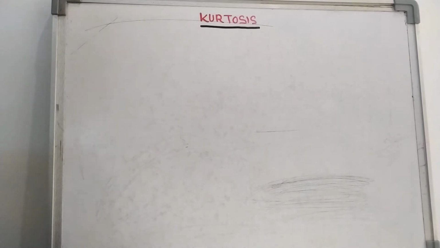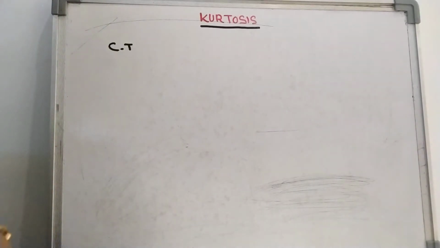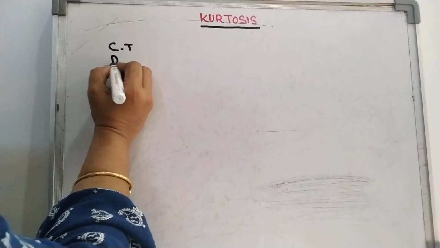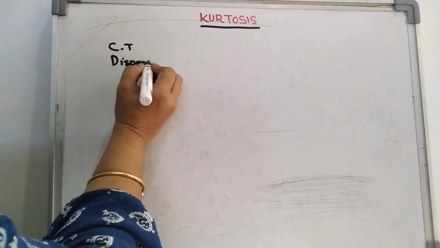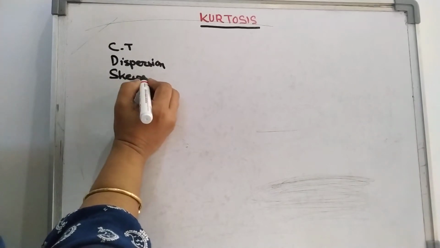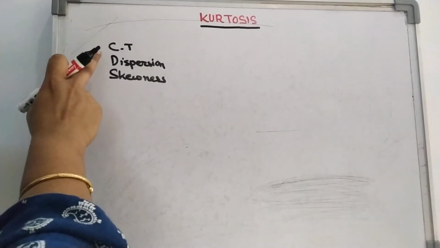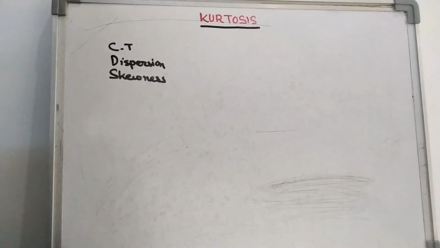Two or more distributions may be identical in terms of central tendency, that means they have the same central tendency, dispersion or skewness. Okay, but there may be more concentration of values near the mode of one distribution than the other.